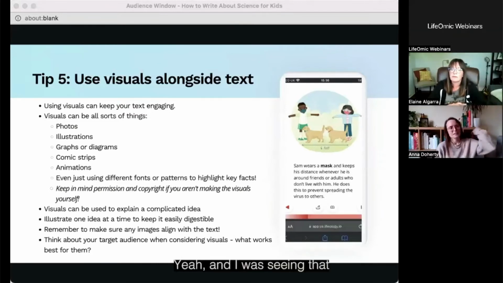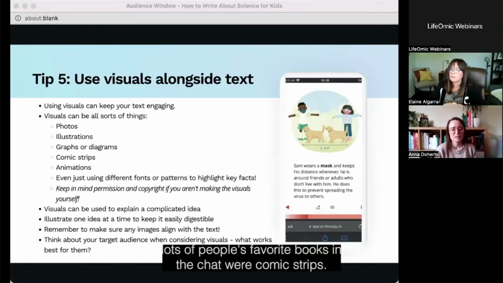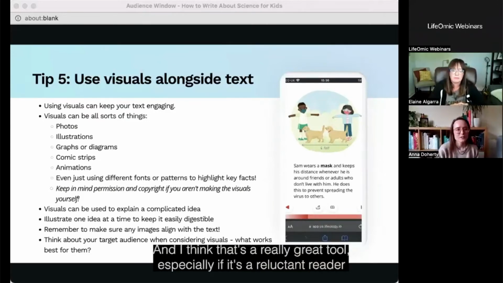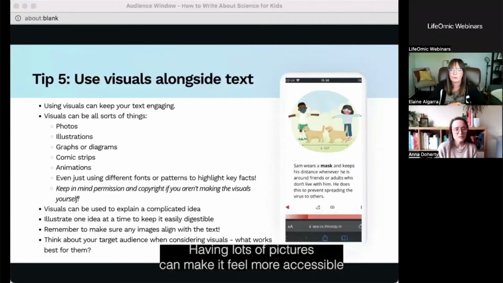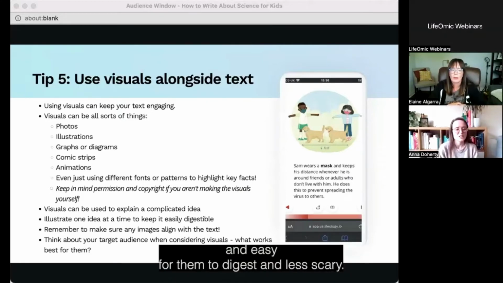Yeah, and I was seeing that loads of people's favorite books in the chat were comic strips, and I think that's a really great tool, especially if it's a reluctant reader who feels maybe a bit overwhelmed by lots of text. Having lots of pictures can make it feel more accessible and easy for them to digest and less scary.